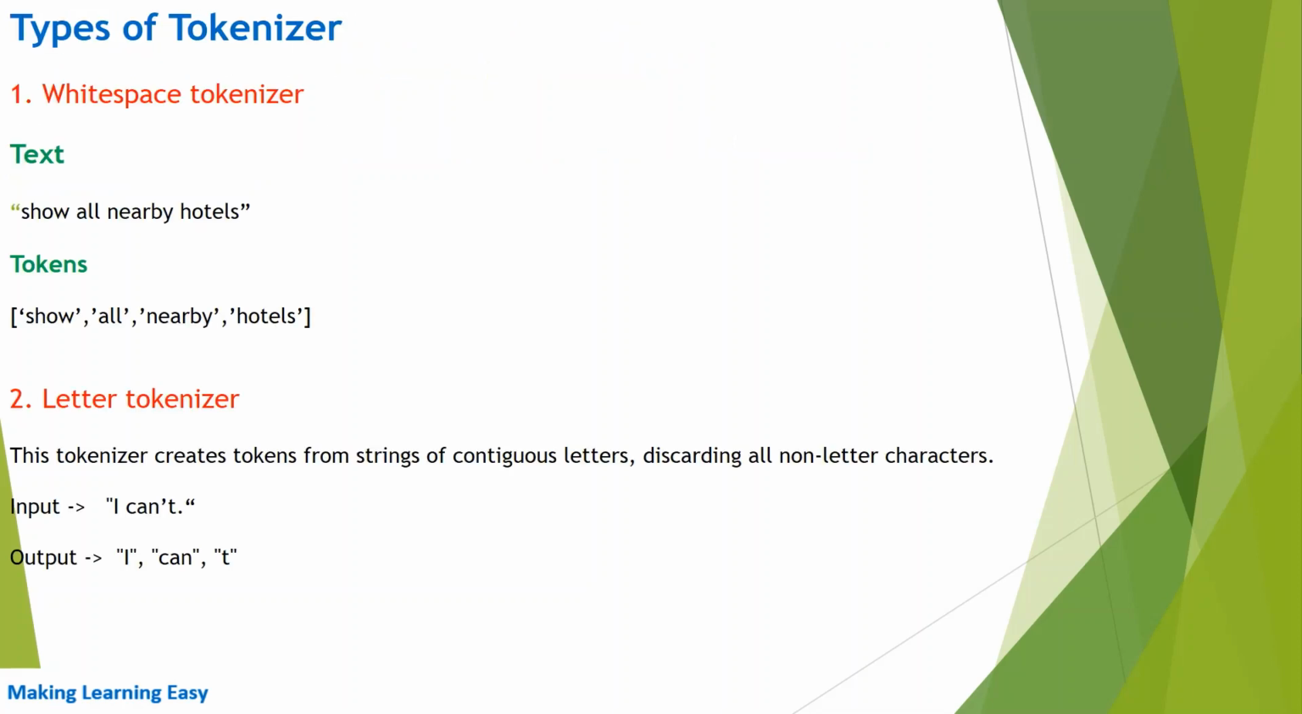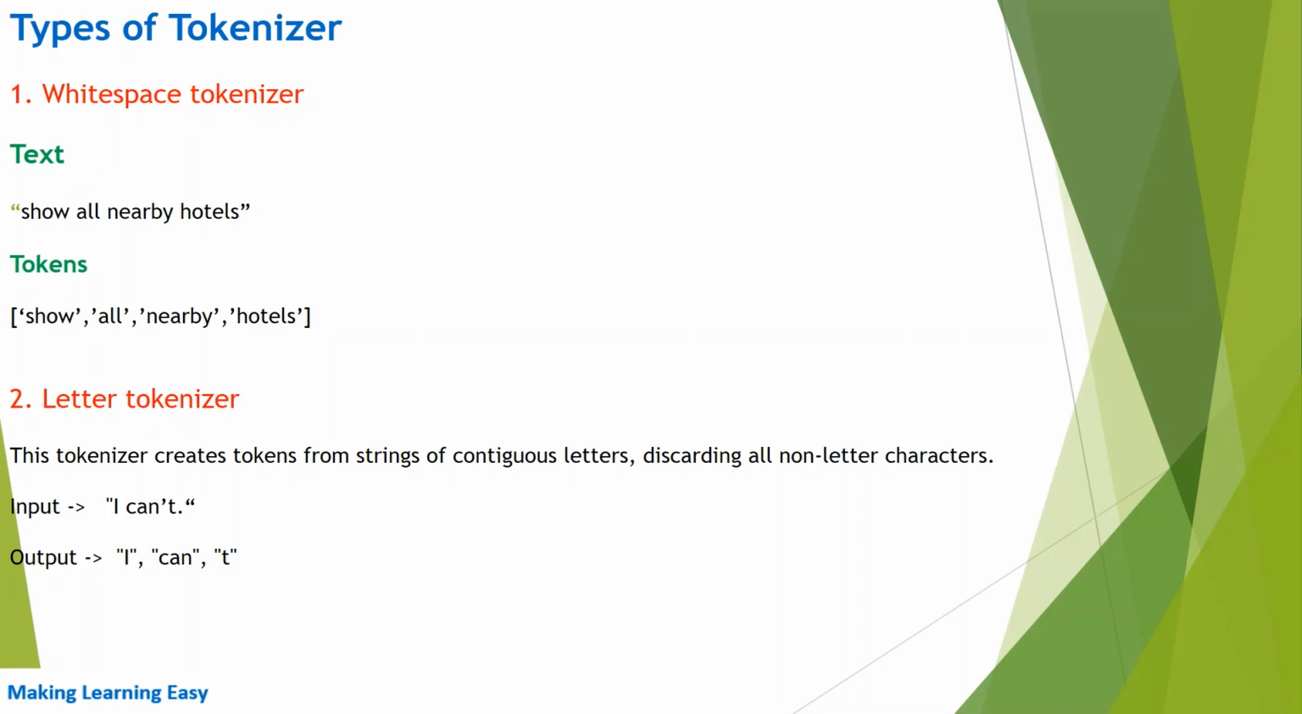Types of tokenizer. We have different types of tokenizers. I have listed here a few important ones. Whitespace tokenizer. It splits the text using the whitespace delimiter. For example, we have the text "show all nearby hotels". It will split the text using whitespace and give you four tokens: show, all, nearby, and hotels. Letter tokenizer. This tokenizer creates tokens from strings of contiguous letters, discarding all non-letter characters.